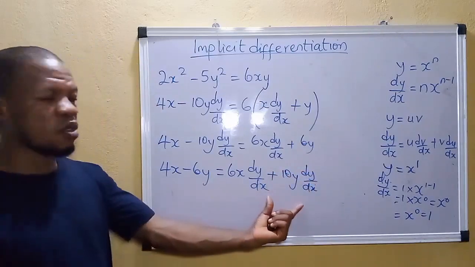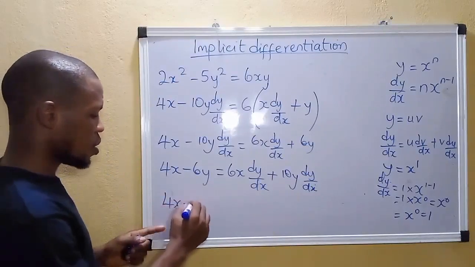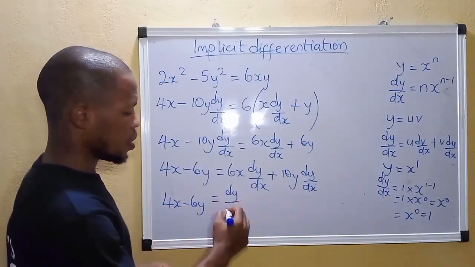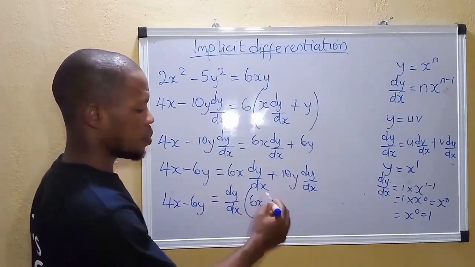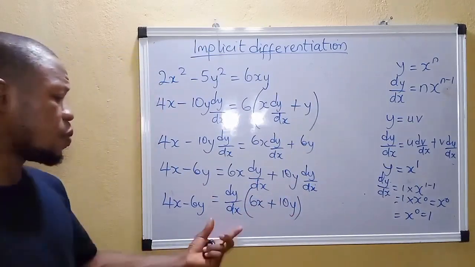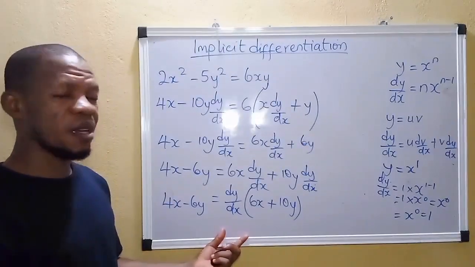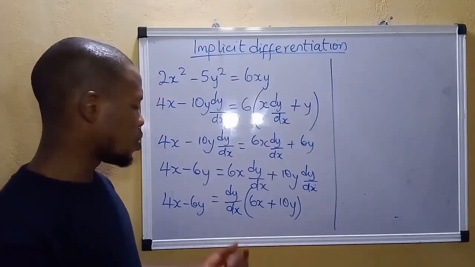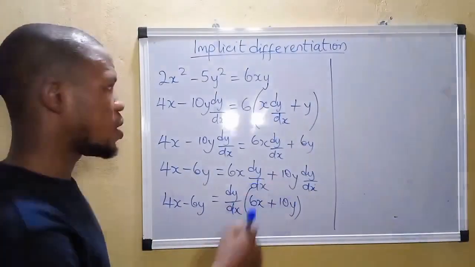Now at this point we are going to factorize the right hand side because we have dy dx, dy dx. So here we have 4x minus 6y is equal to dy dx. Here we have 6x, and here we have plus 10y. Okay, now at this point, we're simply going to make dy dx the subject of the formula, which will give us the solution we are looking at. To get the solution to this problem, we're going to make dy dx the subject of the formula, 6x plus 10y. So let's do that over here.